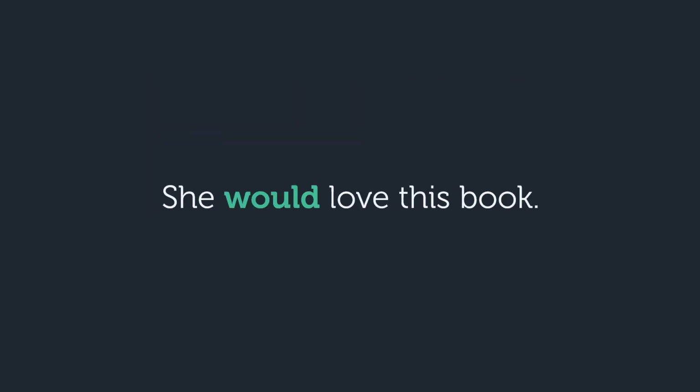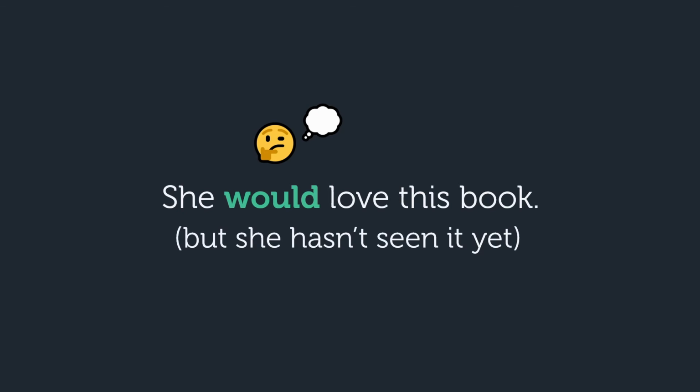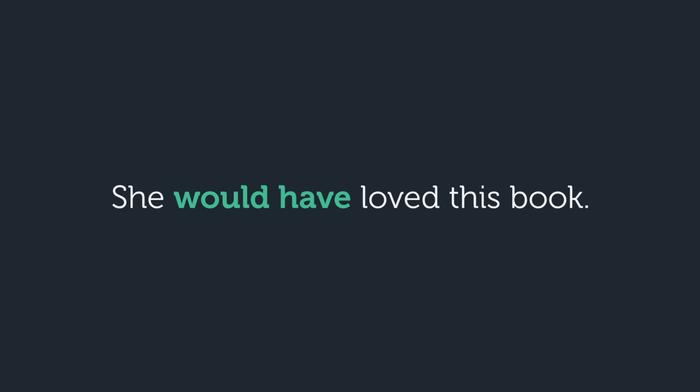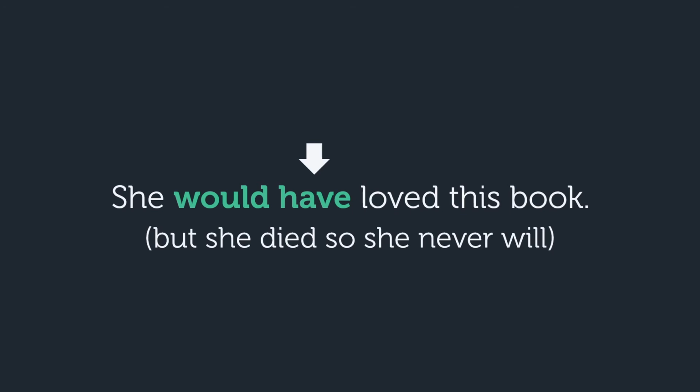Similarly, if we say she would love this book, then we're making this into a hypothetical. She doesn't actually love it yet because maybe she hasn't seen it. It's still something that can happen though. How would we change this to mean that it's a hypothetical situation that did not happen or is impossible? She would have loved this book. By adding the have, we're now saying that for some reason this isn't possible. Maybe you're talking about someone who died, so they can't actually love it.